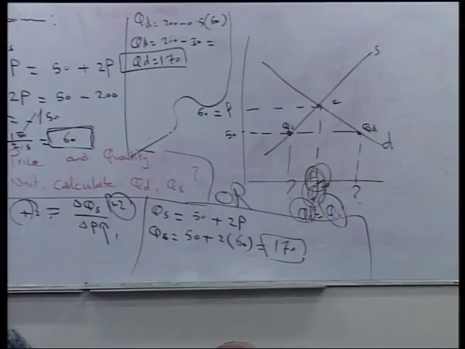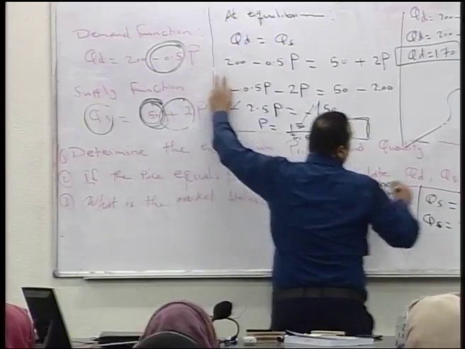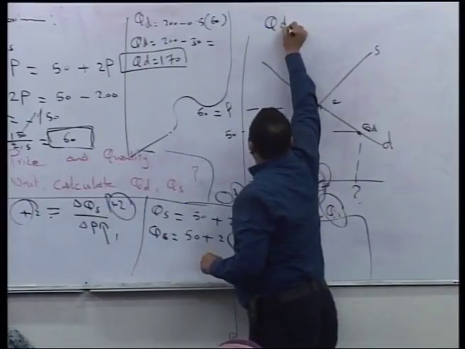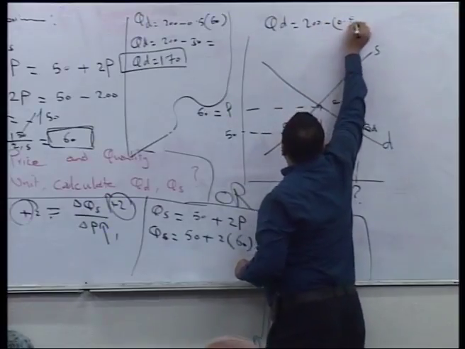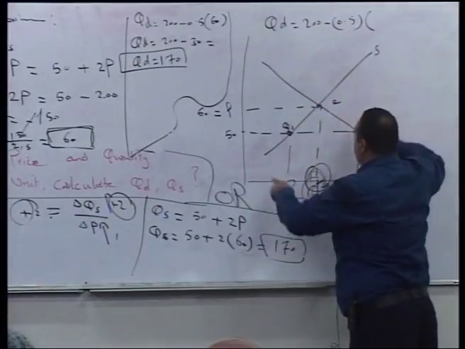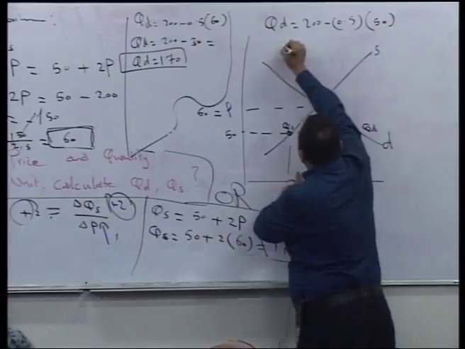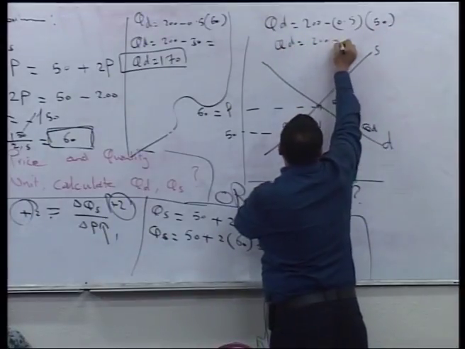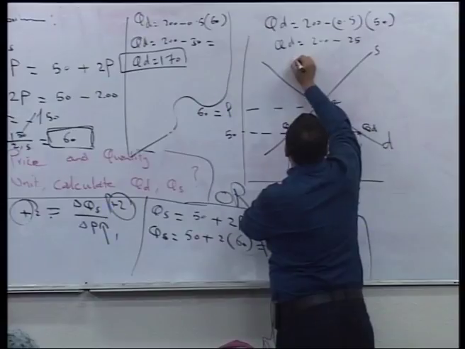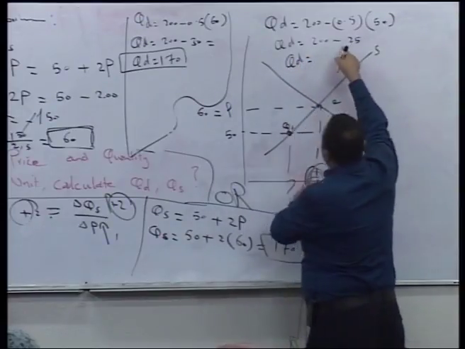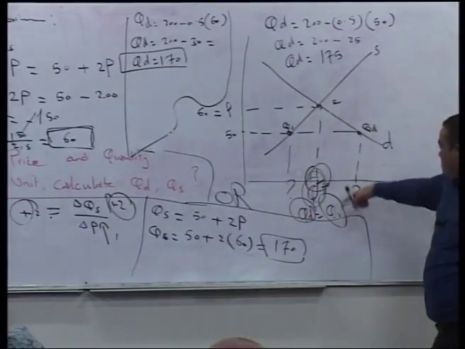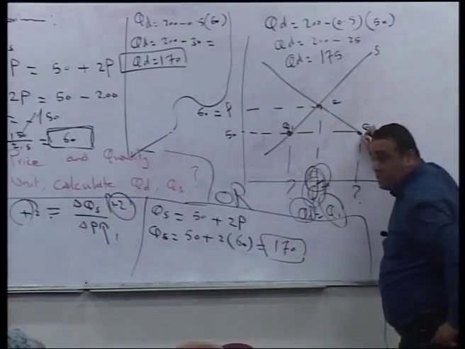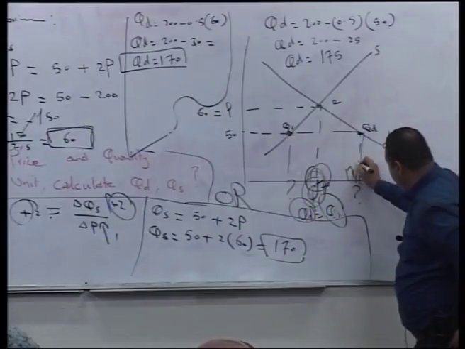QD equals 200 minus half times the price 50. QD equals 200 minus 25. So QD equals 175. We had 170 here, and this QD is 175.